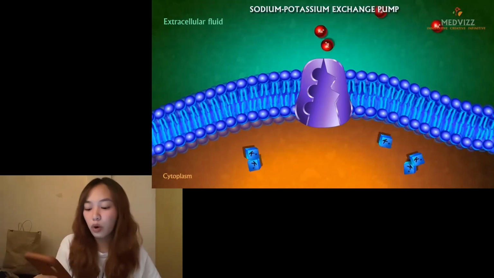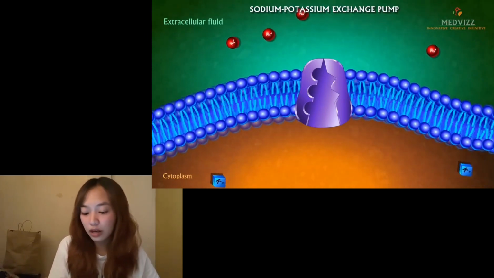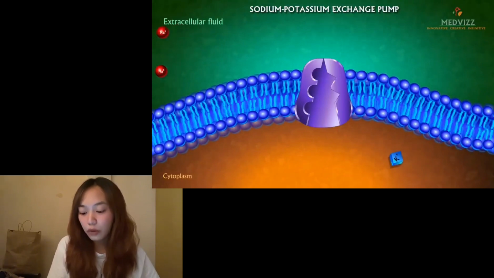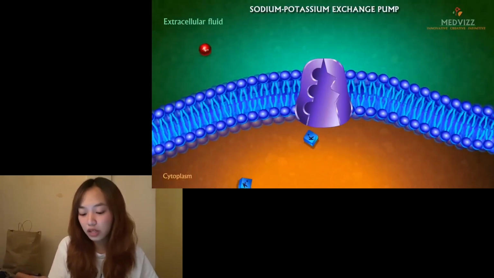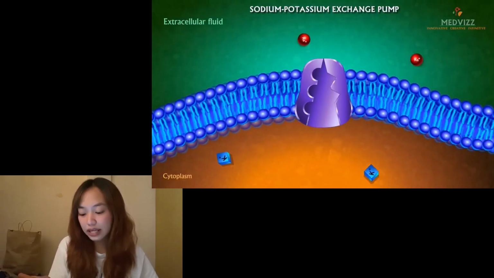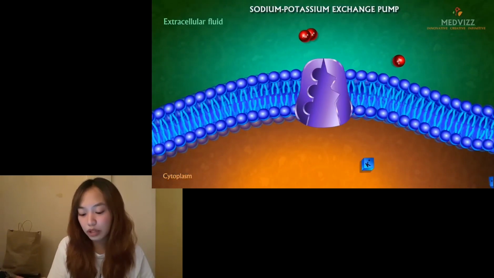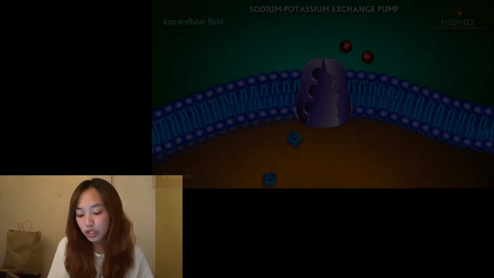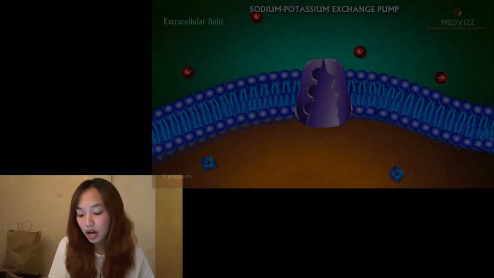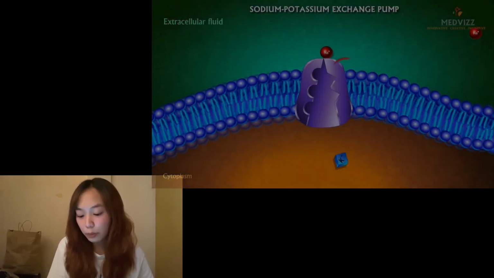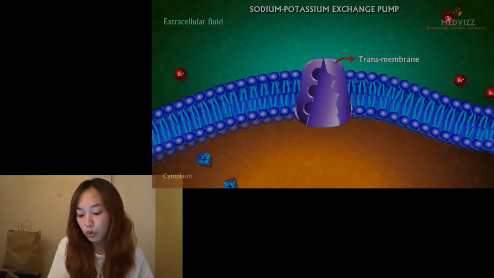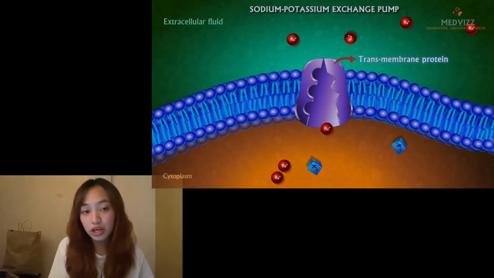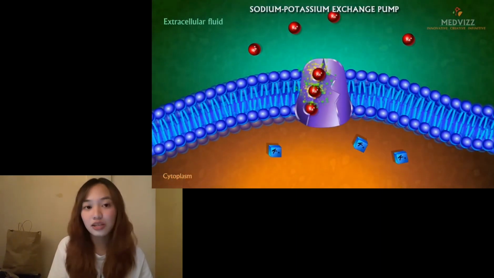The general process involves the binding of ATP to the pump, which promotes the binding of 3 sodium ions and the release of 2 previously bound potassium ions. ATP is broken down and transfers a chemical group known as a phosphate group to the pump, which prompts the pump to undergo a conformational change, or a change in its shape.